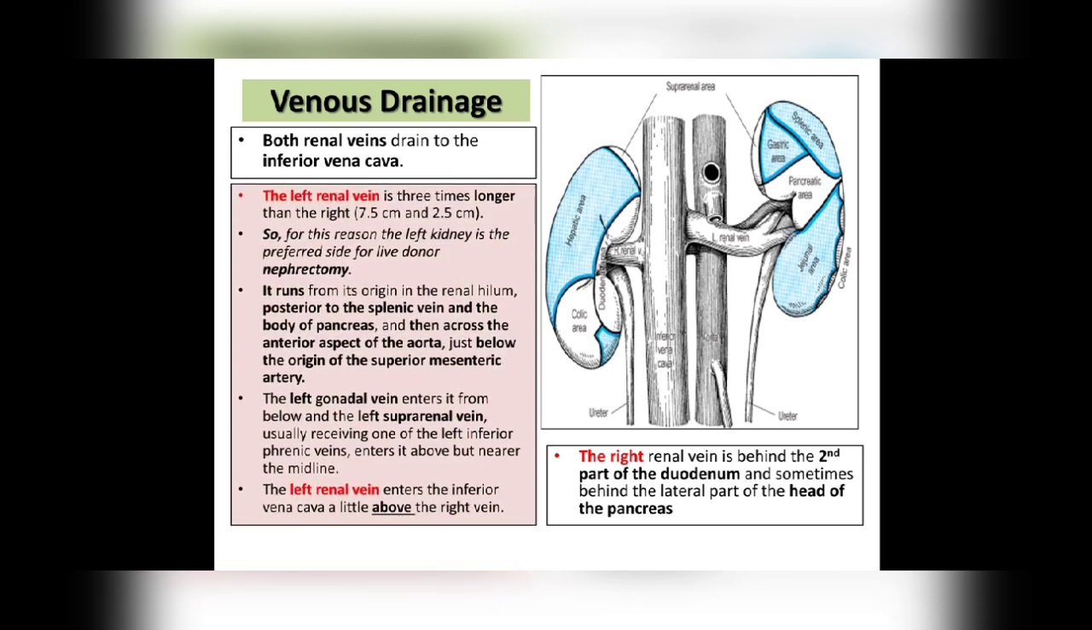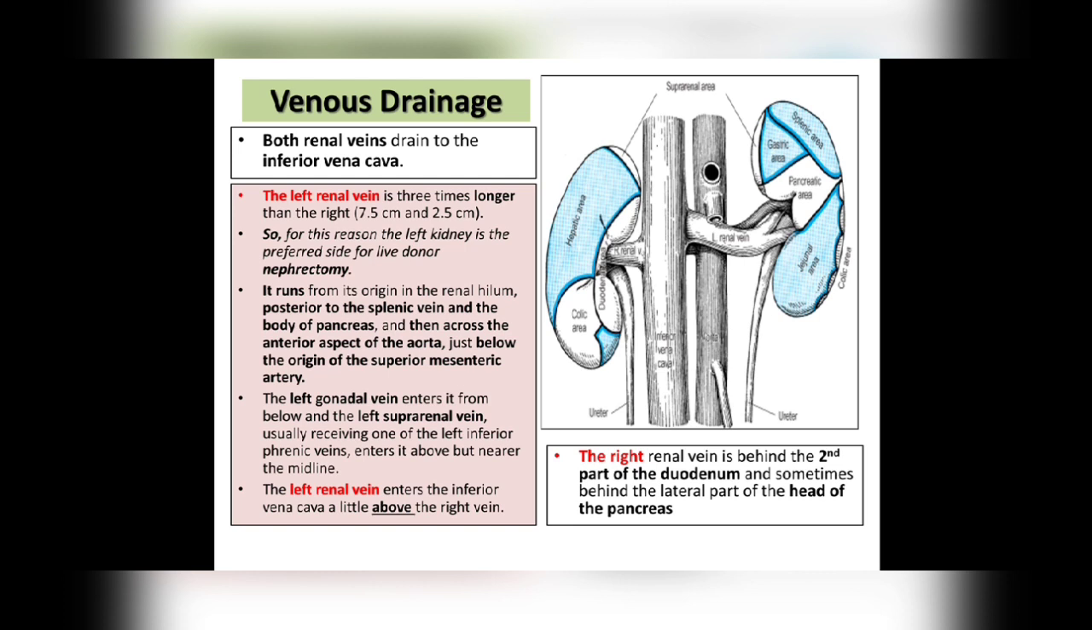Both renal veins drain to the inferior vena cava. The left renal vein is 3 times longer than the right. So, for this reason, the left kidney is the preferred site for live donor nephrectomy.